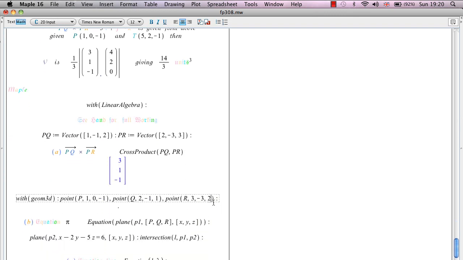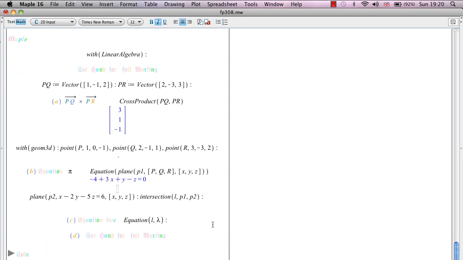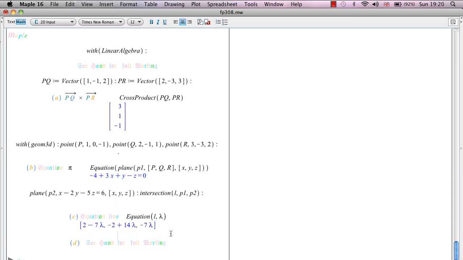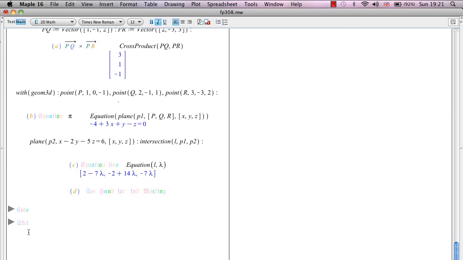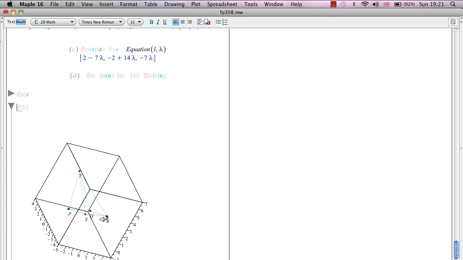So the vector product in A, the equation of the plane, and the equation of the line, and the mark scheme is using a different coordinate rather than P. And the sketch here shows the pyramid.